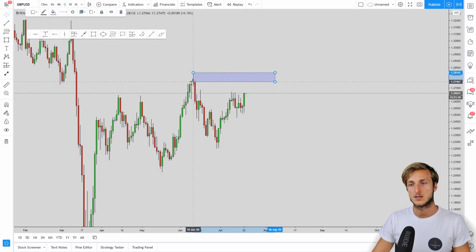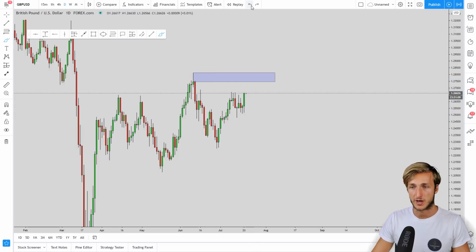Actually, to be precise, this is how we're supposed to be putting it, because it is the wick of the candle before the move to the downside. Therefore, it is a strong supply area for this market.